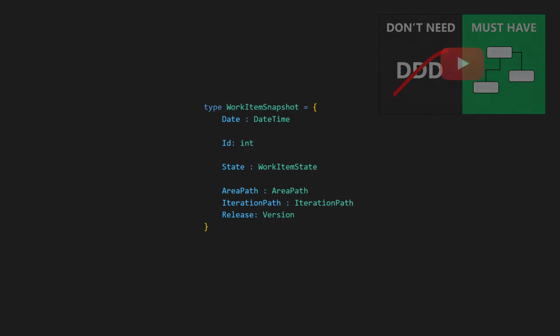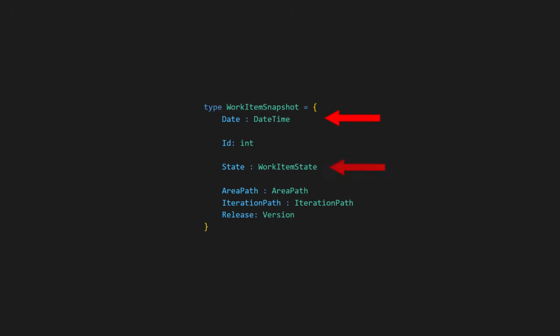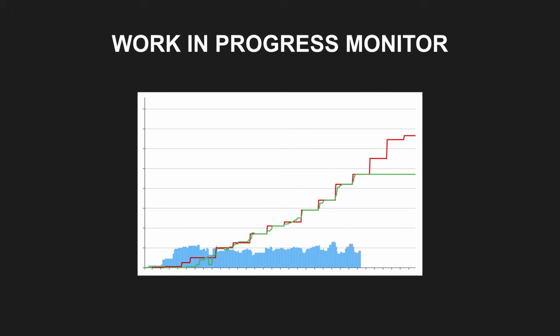It shows the number of work items on a given day that have a certain state and are assigned to a specific area and iteration. This data structure is the core entity of an app called the Work in Progress Monitor. It visualizes how much work is in progress in a project over time. The idea is to keep work in progress limited, motivate the team to push work items into the done state, and so reduce the overall project risk.